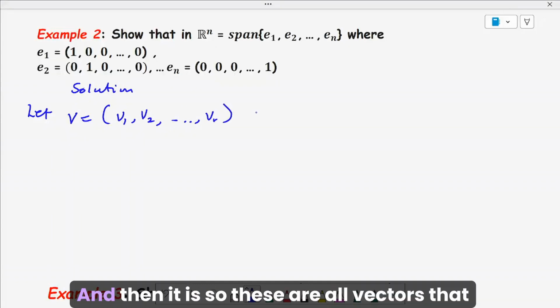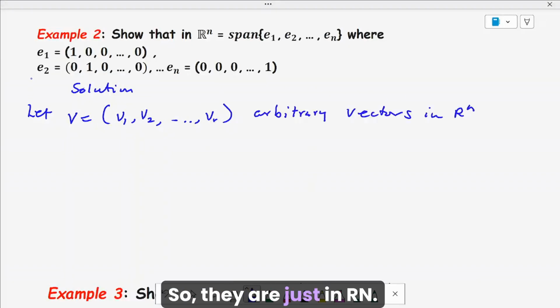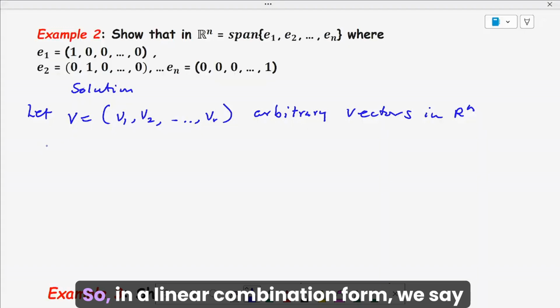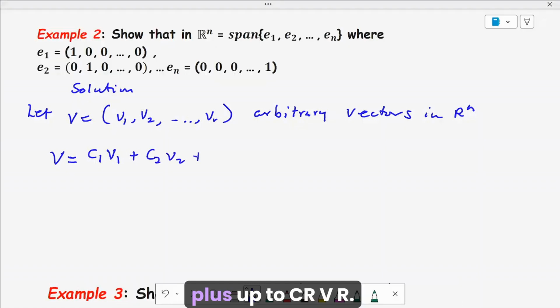So these are all arbitrary vectors in Rn. Now we know that we can write these as a linear combination. So in linear combination form, we say that v is equal to c1 v1 plus c2 v2 up to cr vr. That is what we know.